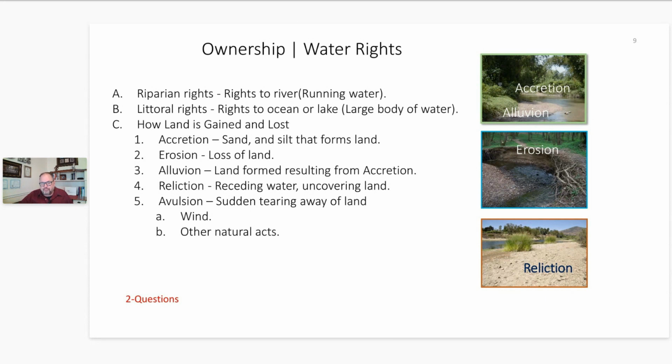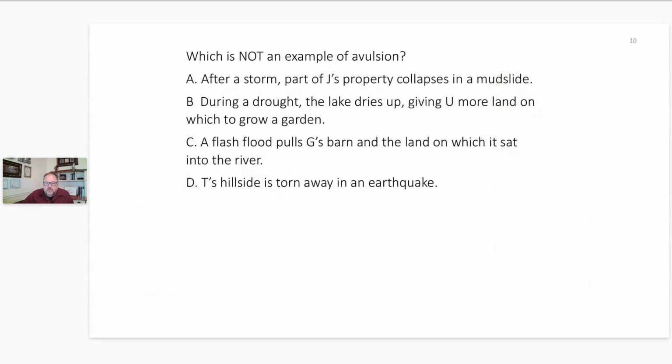Okay. So you want to know riparian, you want to know littoral, and then how land is gained and lost. Have a good understanding of this because you're going to see maybe 1 or 2 questions definitely dealing with this. So I got 2 questions with this section. Here we go. Question number 1. Which is not an example of avulsion? So you got to first define what avulsion is, and then you go through and pick the one that's not an example.